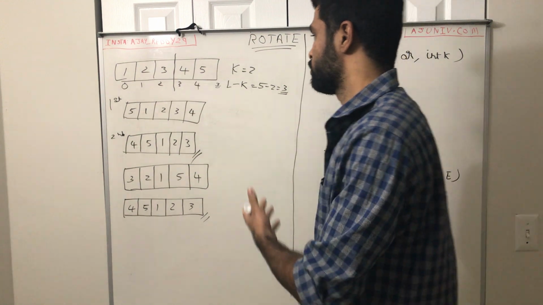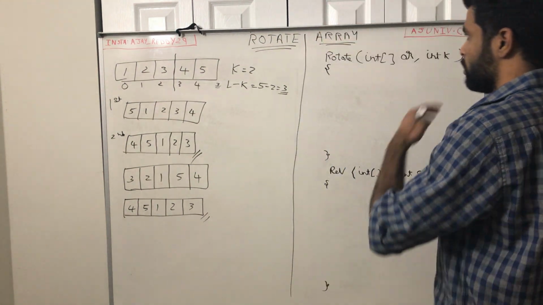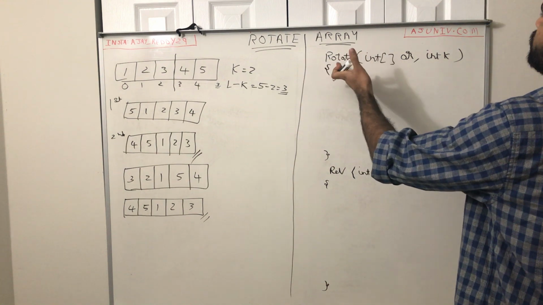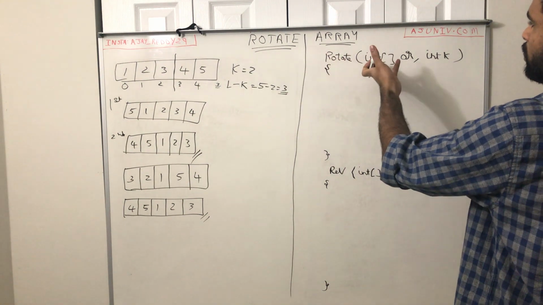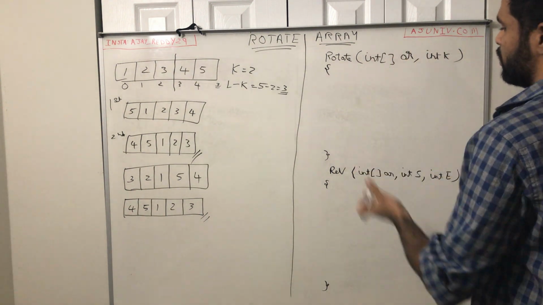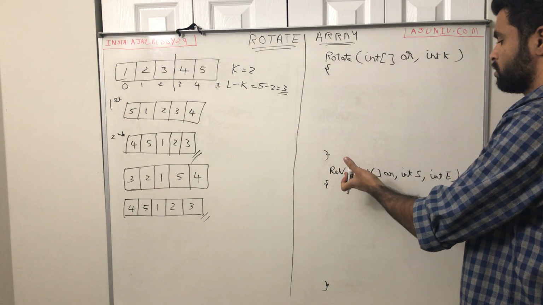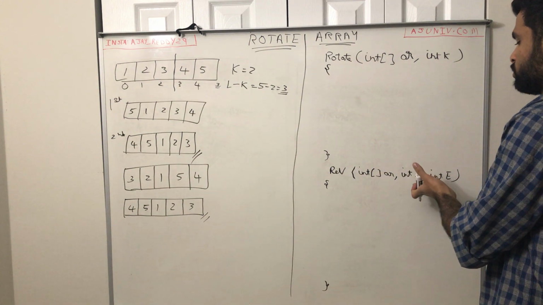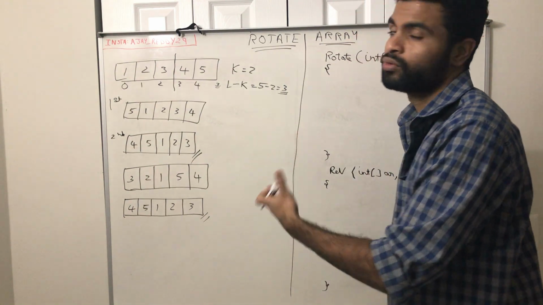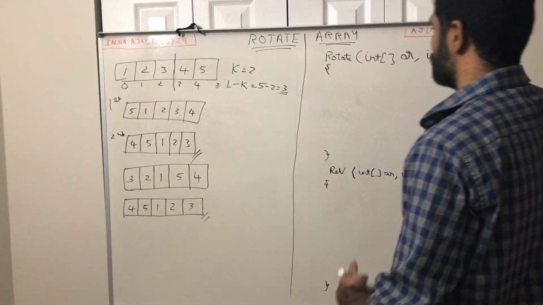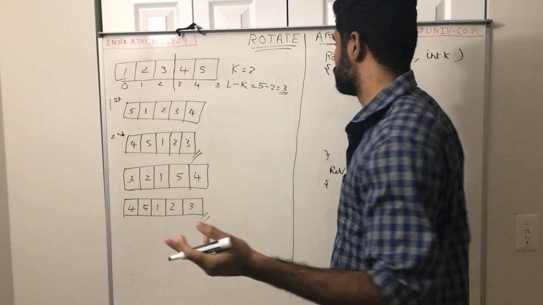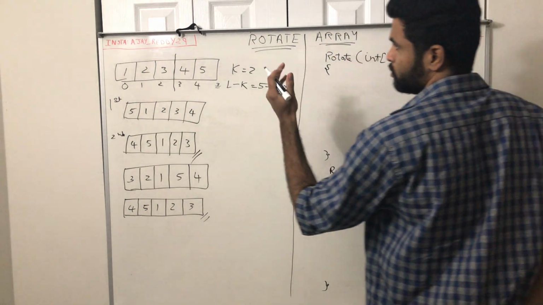So let's see how we can code it. Here, I have written the prototypes of the functions. This is the rotate function, which takes an array of integers and the input k. I have also written the prototype of the reverse function, which takes an array of integers, the start index and the end index of the portion of the array that we have to reverse. As I said, we have to perform 3 reverse operations. So let's do that.